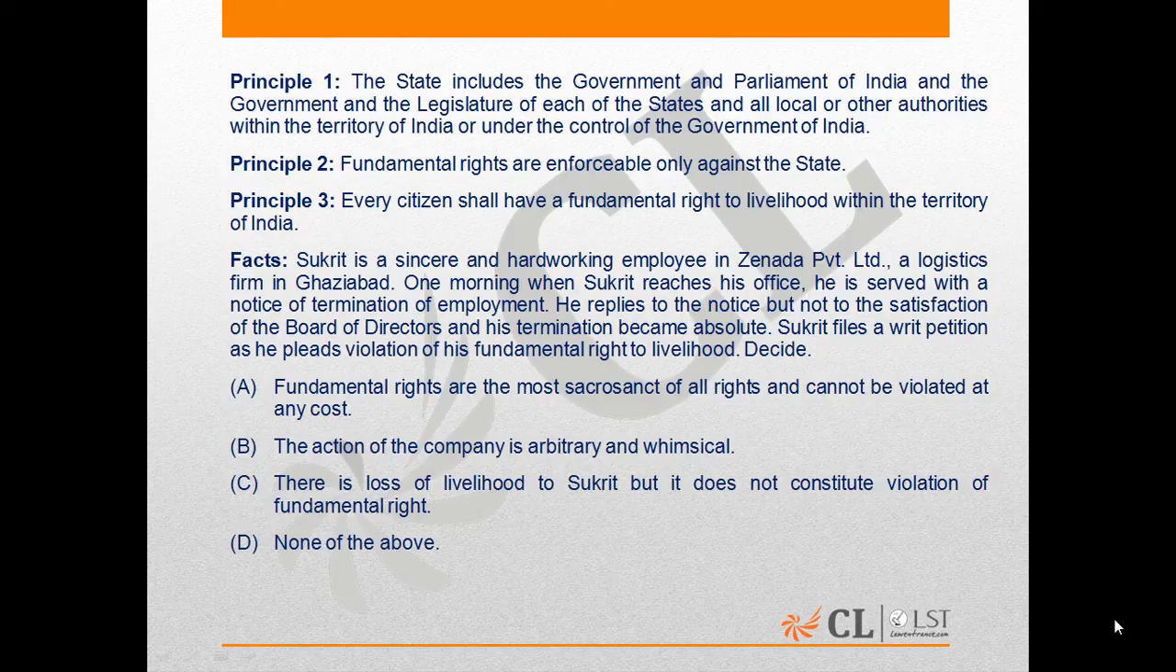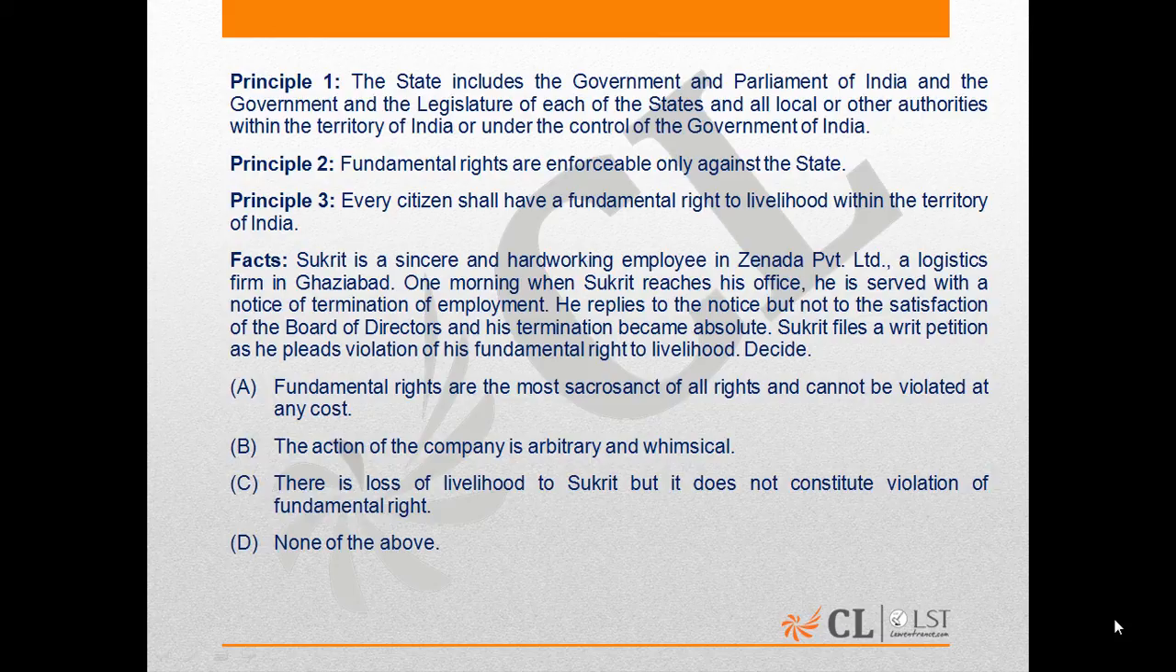Once we have identified what each principle talks about, we need to quickly read the facts and then see what all principles would be applicable and for which specific line of that fact. So in the facts, when we see Zenada Private Limited, we can immediately gauge that it is not a state as per the definition of state under the Constitution of India, which is given in principle 1.